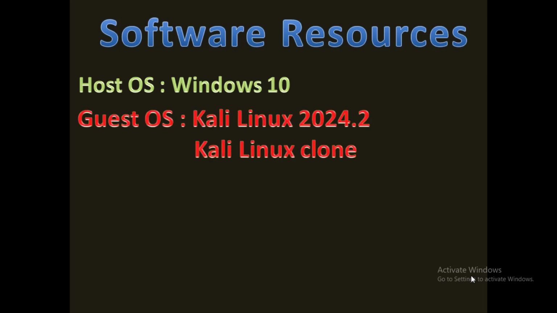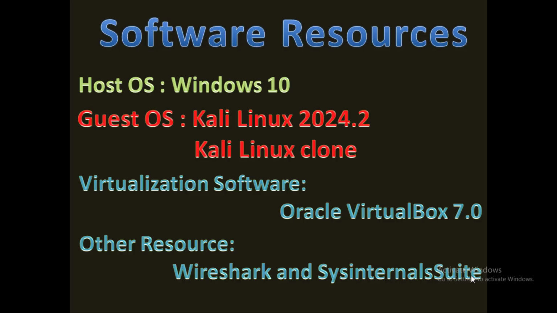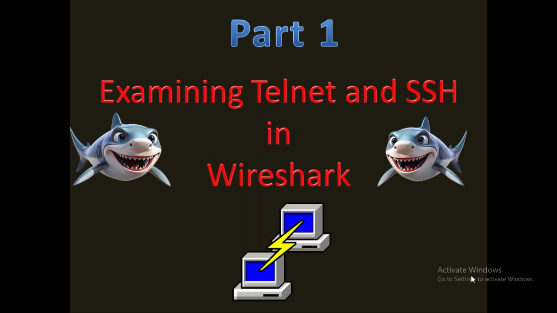So, these are the software resources. The host OS will be Windows 10. Then we also have the guest OS as Kali Linux, and in case we need one more, we will have this Kali Linux clone. Then the virtualization software is Oracle VirtualBox 7.0, and some other resources which we need are Wireshark, which is built in with Kali Linux, and also the Sysinternals suite for Windows. Now in the first part we will examine Telnet and SSH in Wireshark.